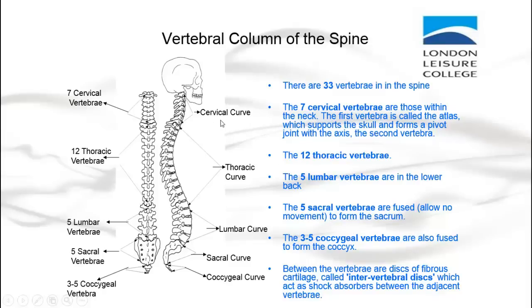Alright, so in terms of the vertebral column, you're going to need to know the different areas of the spine: the cervical, thoracic, lumbar, sacral and coccyx. And you're also going to need to know how many bones are in each part of the spine. So 7 for the cervical, 12 for the thoracic, 5 for the lumbar, 5 for the sacral and 4 for the coccyx.